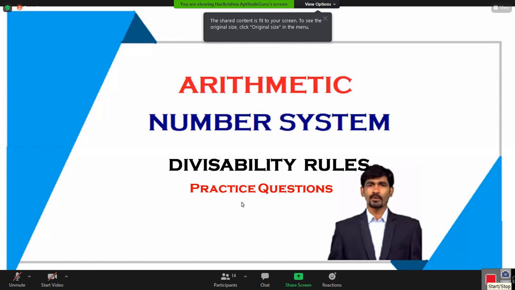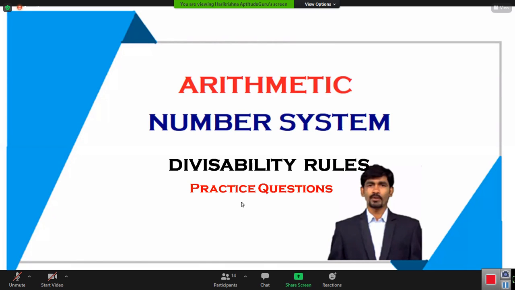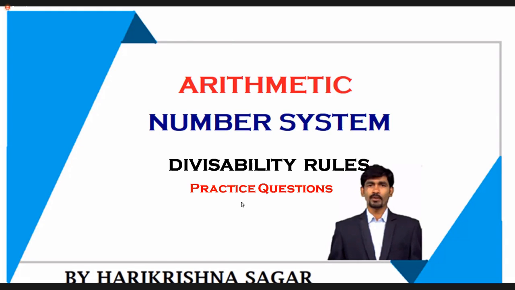Of 9 is the digit sum. Divisibility of 10: the number must end with 0. Divisibility of 11 is nothing but the difference of alternate digit sums must be equal to 0 or any multiple of 11. Divisibility of 12 is nothing but the number should be divisible by 3 and 4.